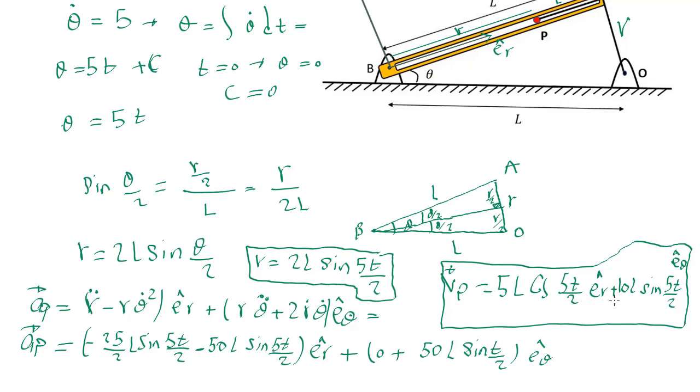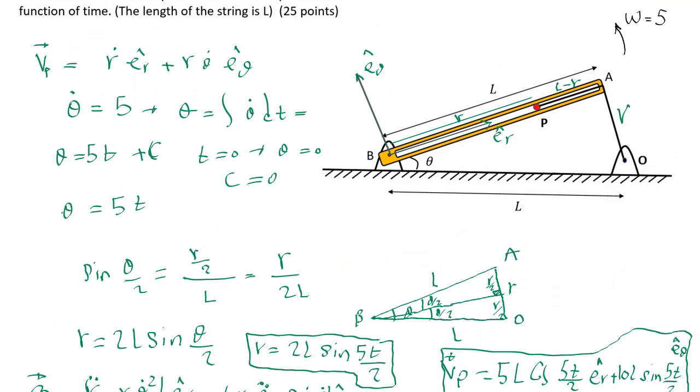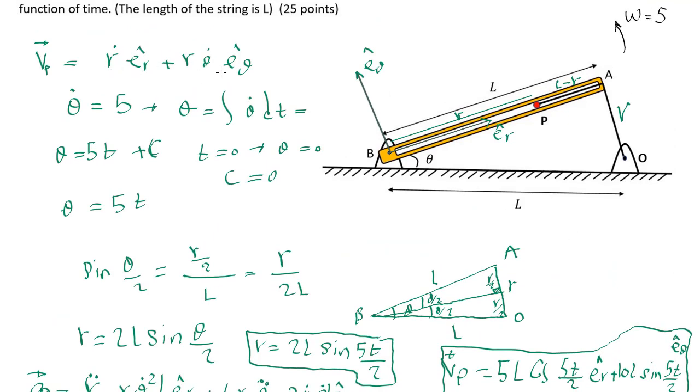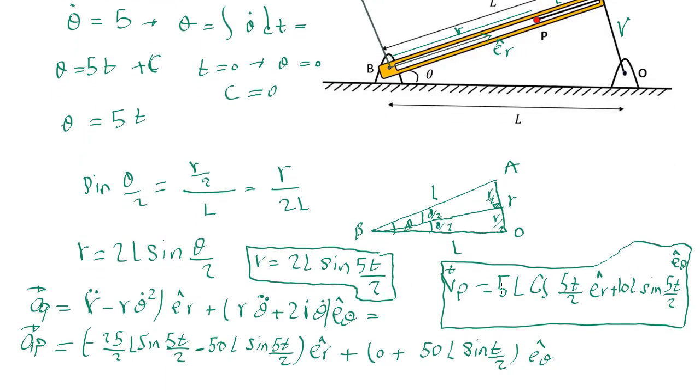And for VP, I think we got it right. So let's check again. V is equal to, in the E theta direction, just R theta dot. Theta dot is equal to 5. R was 2L, so that's 10L sine 5t over 2 in E theta direction. Yeah. So I think we got everything right.